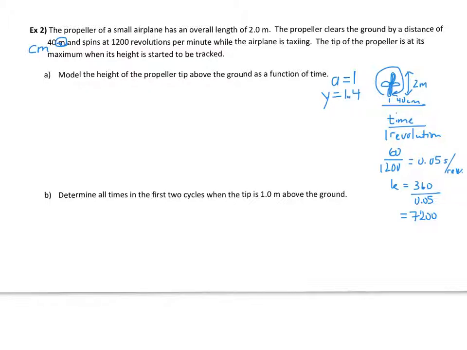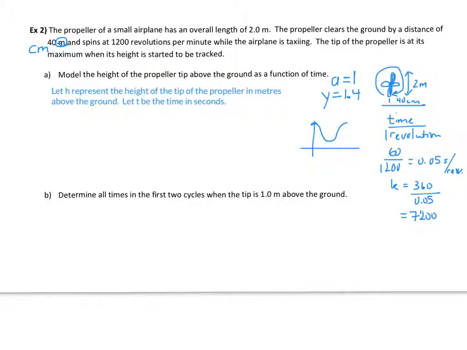What else do we need? The tip of the propeller is at its maximum when the height is starting to be tracked. So height is up at 2.4 meters above the ground, comes down and goes back up again. Because it's starting at the maximum, I think cosine is a good choice for this particular function. All right, again, we need let statements for this, which I'm going to type in, and then we'll create our equation.